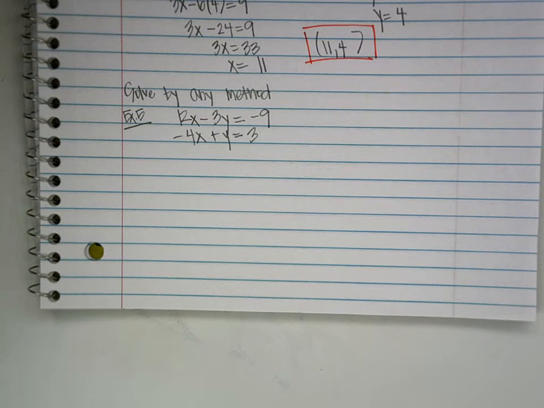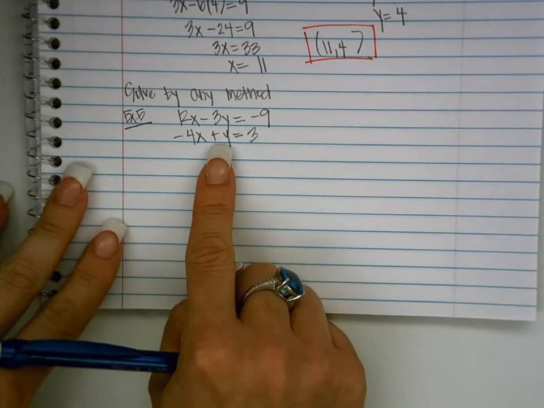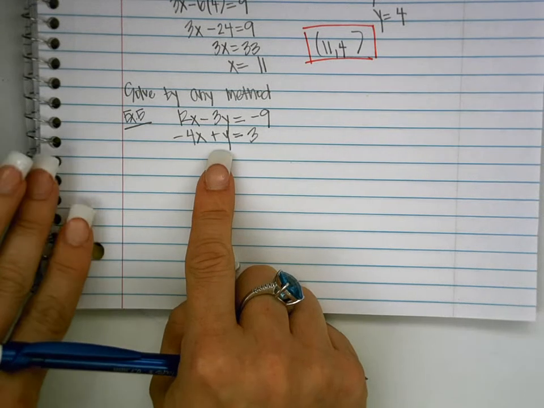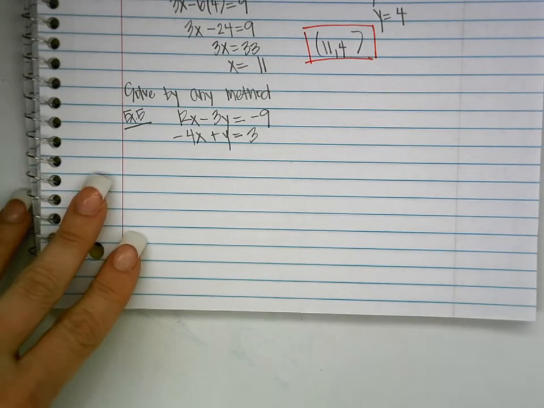Which method would you guys like to solve by? Addition or substitution? Addition method. Kelly's the only person I heard talking, so we're going to go with her method. So addition method. What would you have to multiply by? Do you have to multiply one or both of the equations? And which one would you multiply?